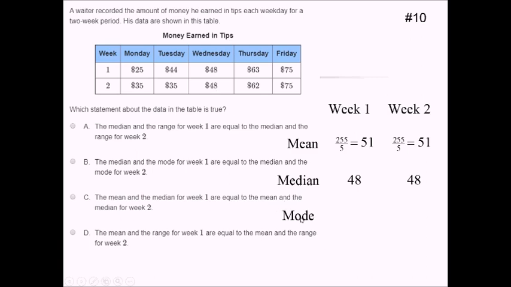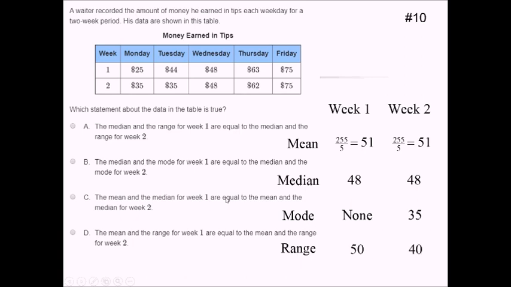Okay, let's do mode. This is the data item that appears the most. Week 1 is a little bit tricky because they're all unique numbers, so there is no mode for week 1. Week 2, 35 appears more than any other number, so 35 it is. And then the range, that's the difference between smallest and greatest. Now, again, it's helpful that these are already sorted from smallest to greatest. They just happen to be that way. So 75 minus 25 gives us a range of 50 for week 1. 75 minus 35 gives us a range of $40 for week 2.